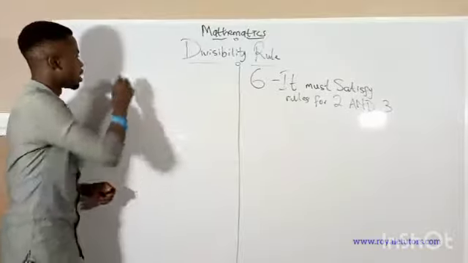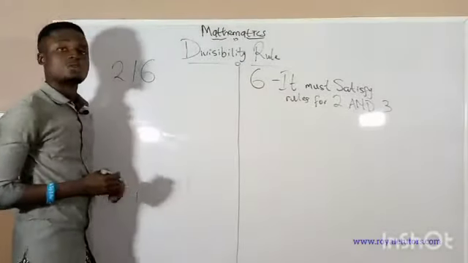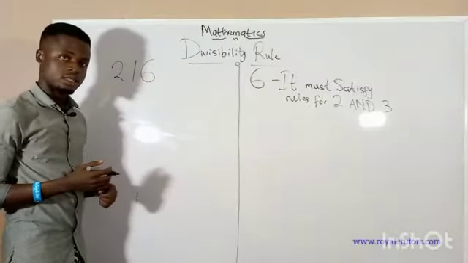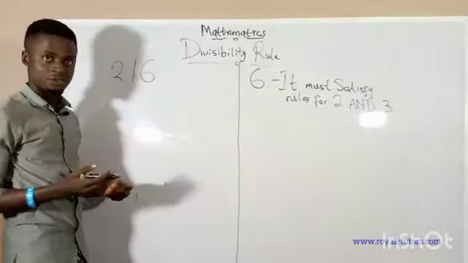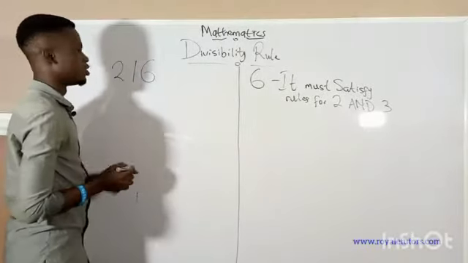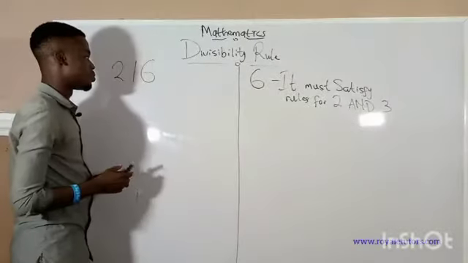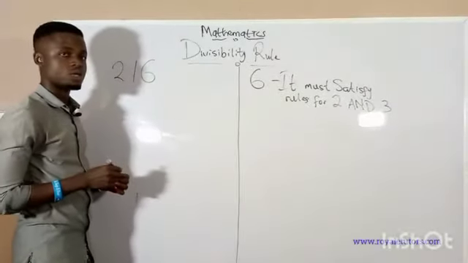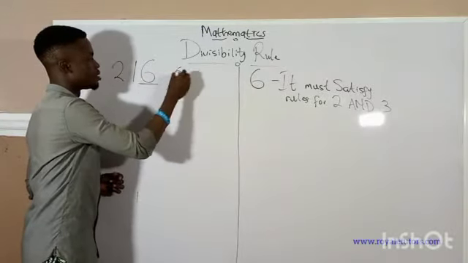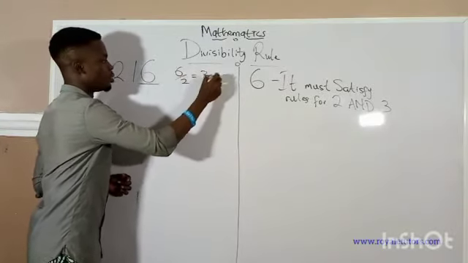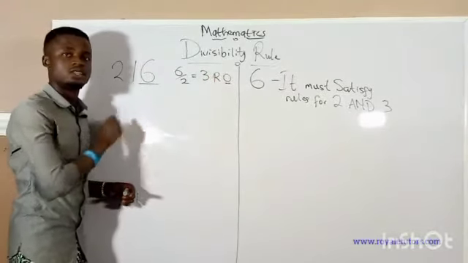A good example is when you have the number 216. We want to check if 216 is divisible by 6. So all we have to do is to check for the rule of 2 and check for the rule of 3. Now let's check for the rule of 2. Is this number divisible by 2? You remember I said that a number is divisible by 2 if the last digit is divisible by 2. 216, the last digit is 6. 6 is divisible by 2 because it gives 3 with no remainder. So this number 216 is definitely divisible by 2.